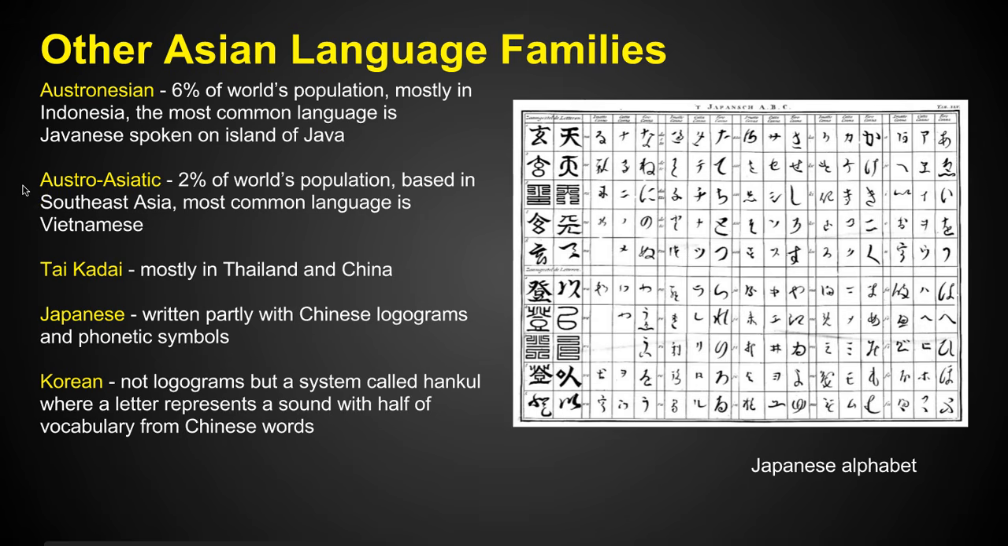Austroasiatic. 2% of the world's population speaks this, and it's based in Southeast Asia. The most common language is Vietnamese. Thai Kadai, mostly in Thailand and China. You think Thailand and China.